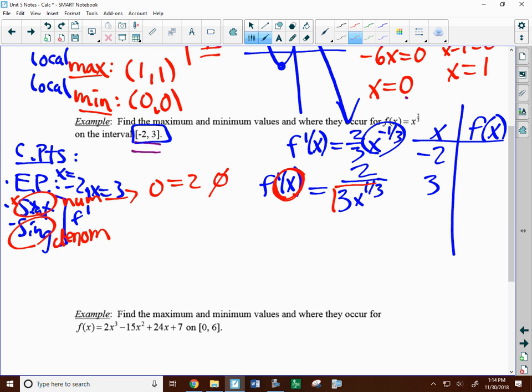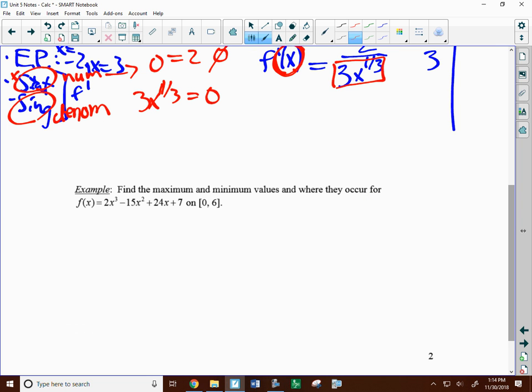Singular, though, there will be. So this one I set the denominator equals 0. 3x to the 1/3 equals 0. This one will work. So we divide by 3, both sides. So we get x to the 1/3 equals 0. And this is really cube root, x to the 1/3. So just finish this one up. I will cube both sides. Raise both sides to the 3rd power.